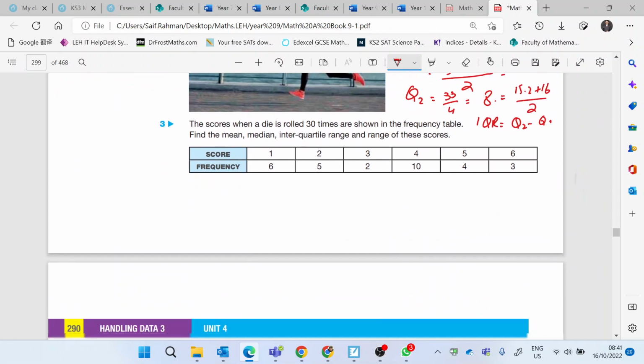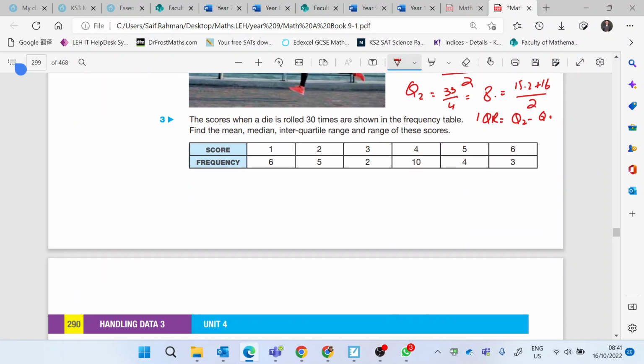So let's go to the next part. And in the next question, the scores when a die is rolled 30 times are shown in the frequency table. Find the mean, median, interquartile range, and range of these scores. So in this question, here is a frequency table. And when there's a frequency table, how do you find the mean?